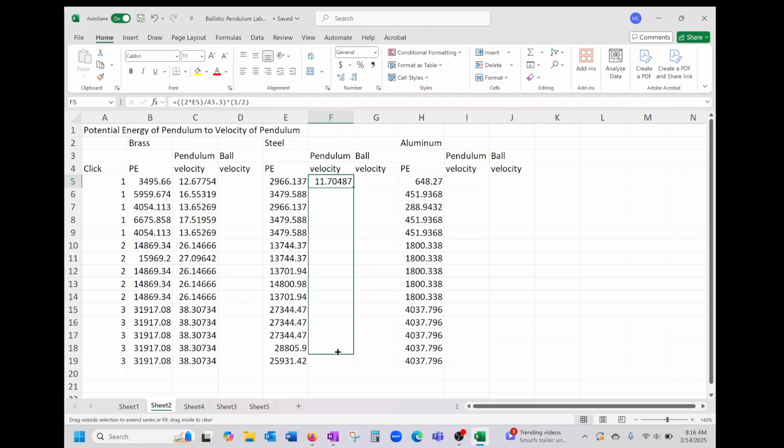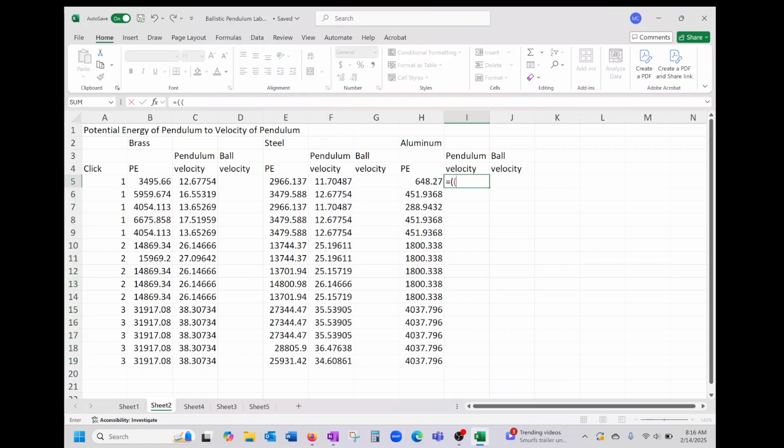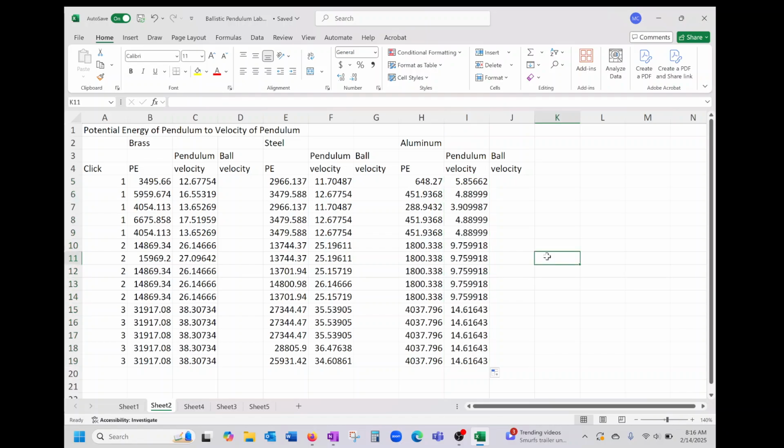And then we're going to bring that down. And then one more time. So equals, parentheses, 2 times the potential energy, close, divided by, this one is 37.8, close again, caret, parentheses, 1/2, close, enter there. And we'll bring that down as well. So there's our velocities of our pendulums.